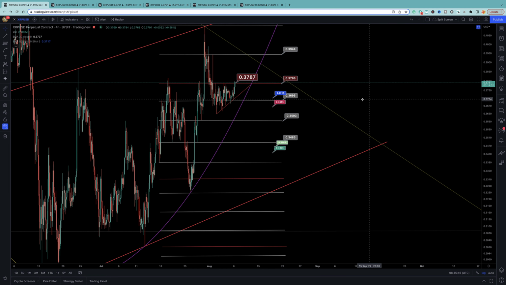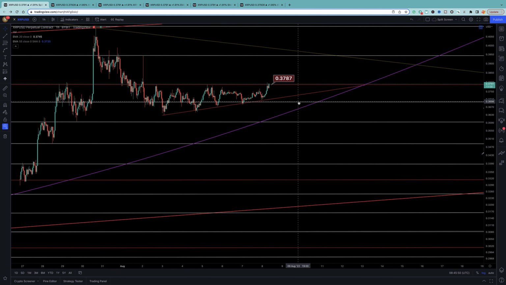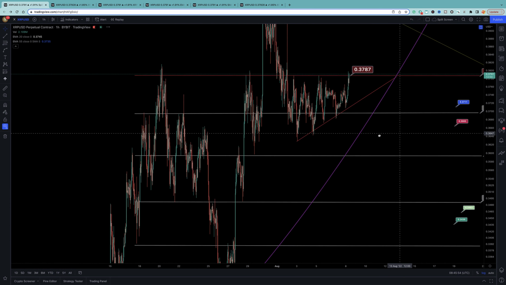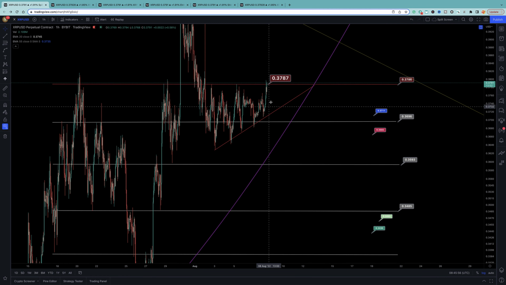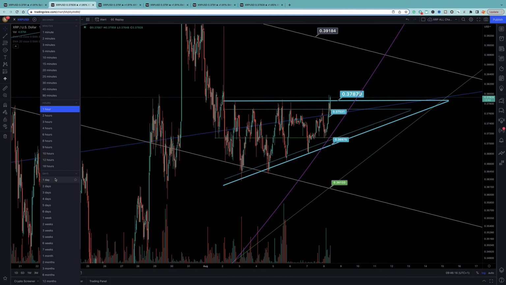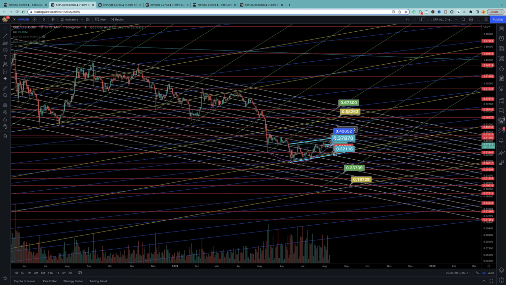When I zoom into the hourly, you can see the ascending triangle that price action is in now. So that's one of my charts. The next one is this one. Now this is a fantastic chart. So when I zoom out to the day, this looks like chaos, but it's not.